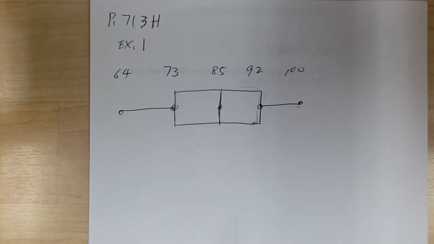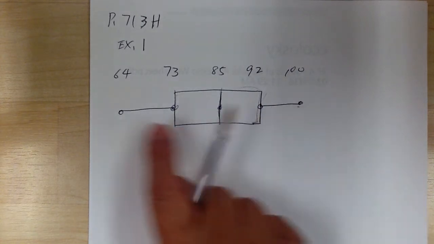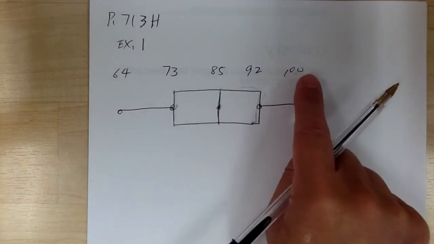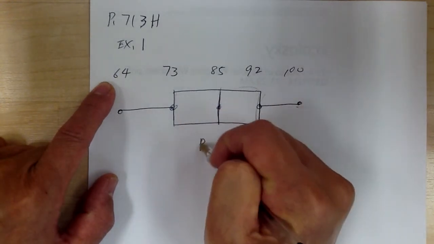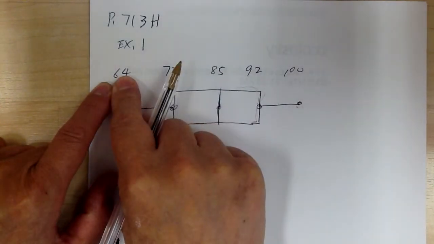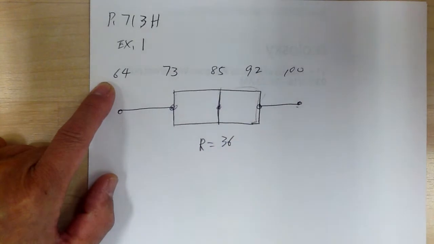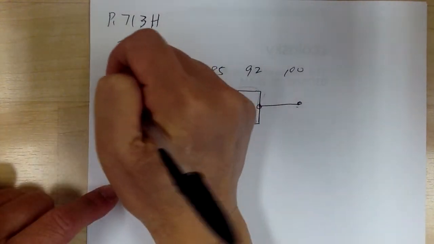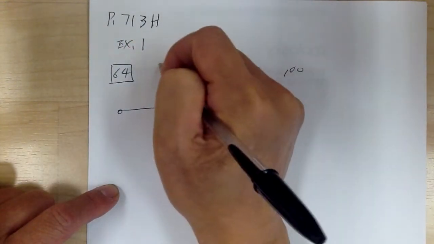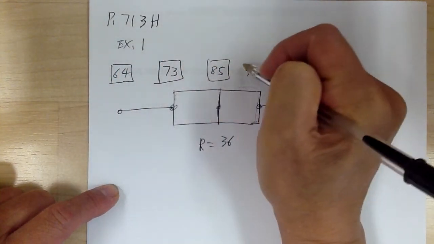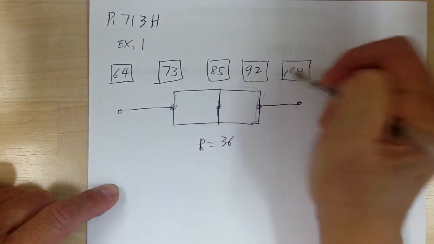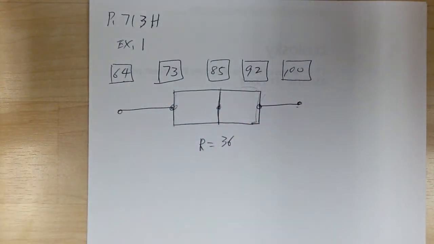Okay, again, very easy. And the range, okay, range is the difference between the highest and the lowest. So in this case, the range is going to be equal to 100 minus 64, so equal to 36. Okay, so again, this is the lowest number. This is the first quartile. This is the median. This is the third quartile, and this is the highest number. So those are important information you need to know.